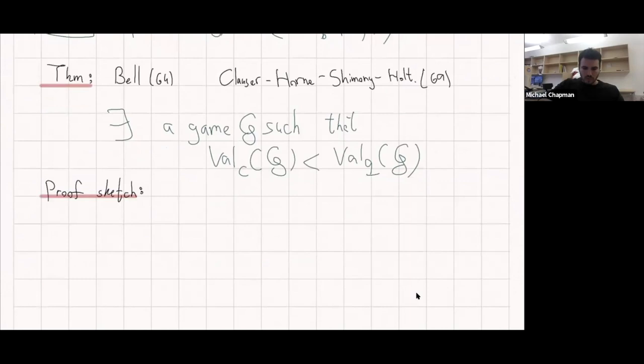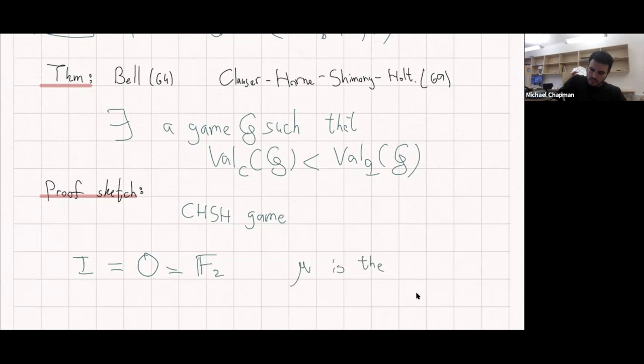Great, so let's sketch the proof. I'm not actually going to prove it, I'm just going to define a game. This is called the CHSH game, and it is defined as follows. We need to define the input and output sets. First of all, the input and output sets are the same, and these are just elements from the field with two elements, so these are just single bits. The referee sends a single bit to each player, and the players need to answer with a single bit to the referee. The probability distribution that we use is the uniform one over pairs of questions, so one quarter for any pair of possible questions.